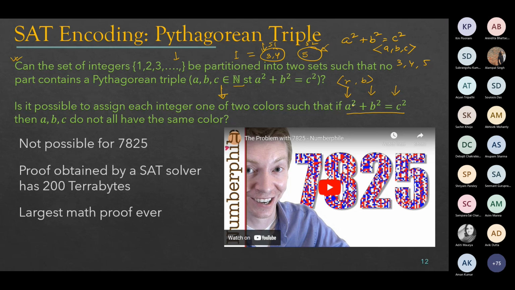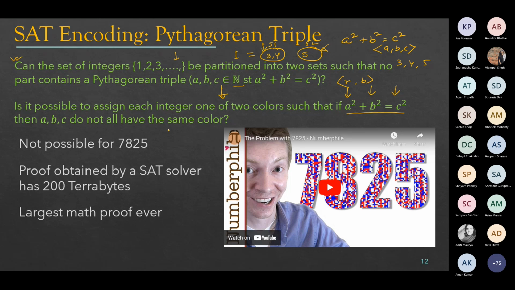Now, you cannot color all of them with the same color. So it is not like you'll be assigning red, red, red to A, B, C. You cannot really do that, right? So what you can do, you can paint A and B with red and say C with green. That is allowed, right? Now, the question is whether we can do it for all the Pythagorean triples, right?